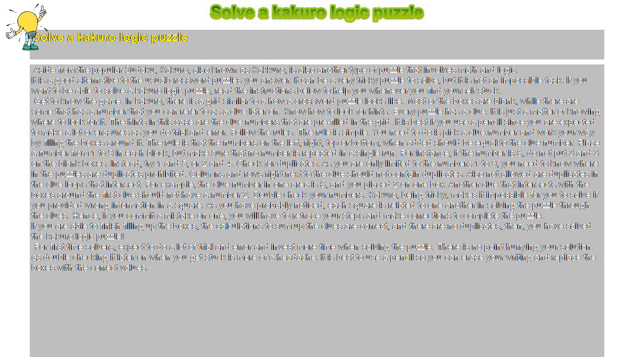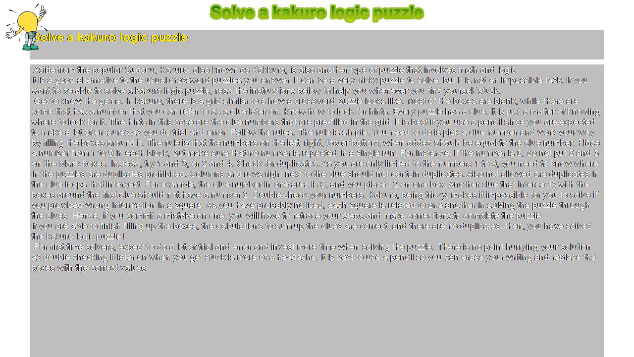Solve a Kakkuro logic puzzle. Aside from the popular Sudoku, Kakkuro is also another type of puzzle that involves math and logic. It is a good alternative to the usual crossword puzzles you answer. It can be a very tricky puzzle to solve, but it is not an impossible task.